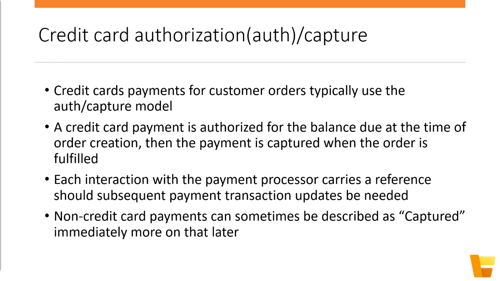Within the parlance of payments, you'll often hear about auth and capture. That just means authorization and capture. Credit card payments for customer orders typically use this model. A credit card payment is authorized for the balance due at the time of order creation, and then that payment is captured when the order is fulfilled. You can think about the authorization as the promise to pay.